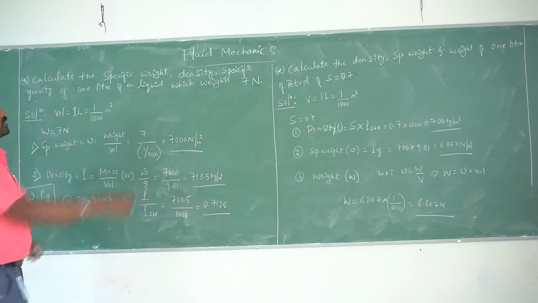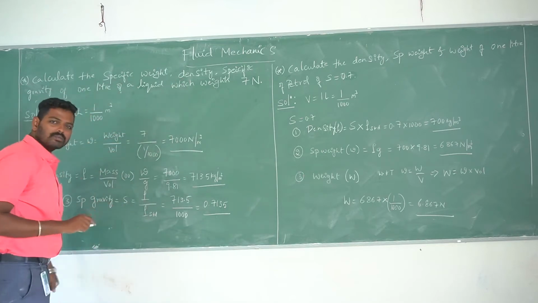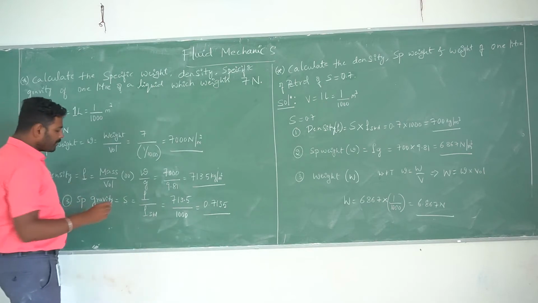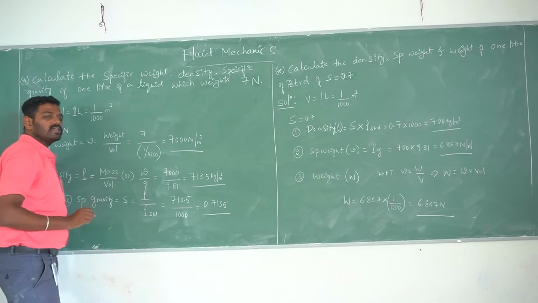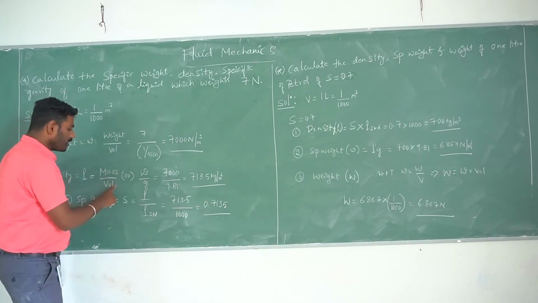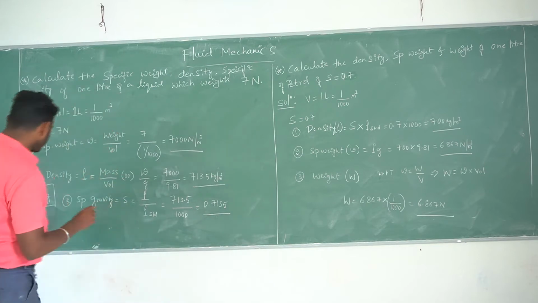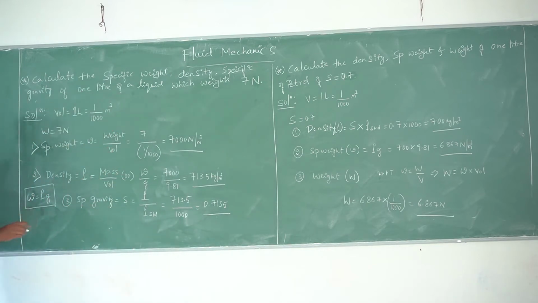Then the second one, density. Density is nothing but the mass density, represented as rho. Mass density is the ratio of mass of the fluid by volume of the fluid. Or also it can be calculated another way. We should remember one thing: if you know weight density, you can calculate mass density, or if you know mass density, you can calculate weight density. That is, small w is equal to rho into g.